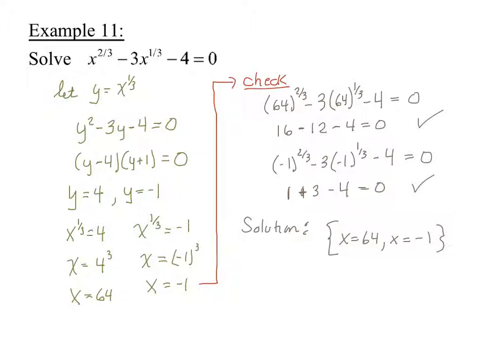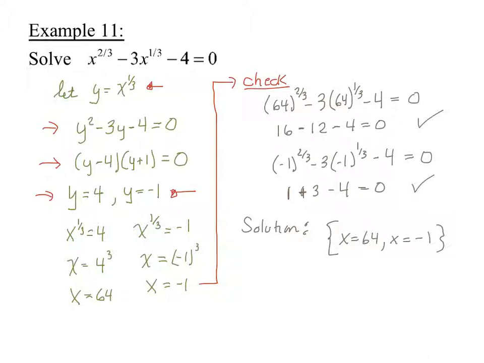In example 11, we have a fractional exponent type of equation. And again, it looks like it's a quadratic type. And so in this case, we're going to let y equal x to the 1/3 power. When we do that, we can set the equation as y squared minus 3y minus 4 is equal to 0. We notice that that is factorable into two pieces: y minus 4 times y plus 1. So we have y is equal to 4, y is equal to minus 1.